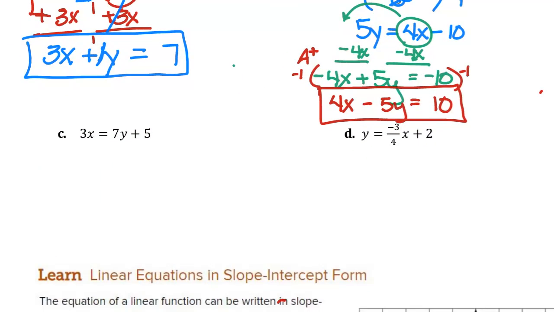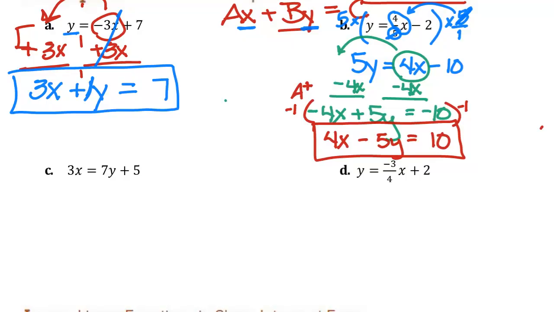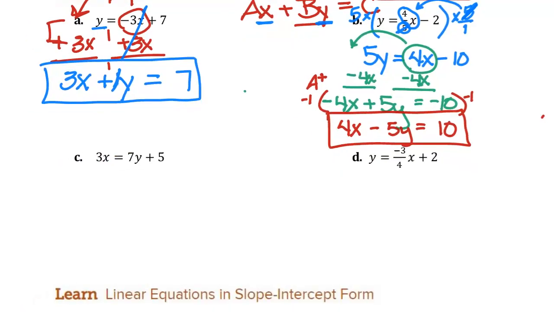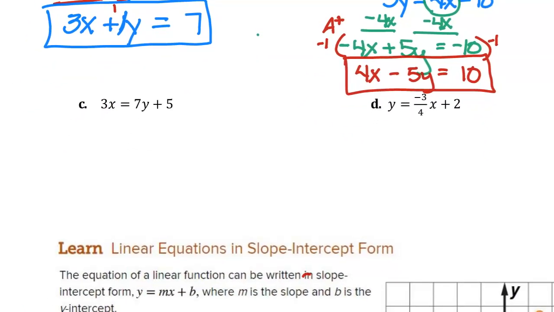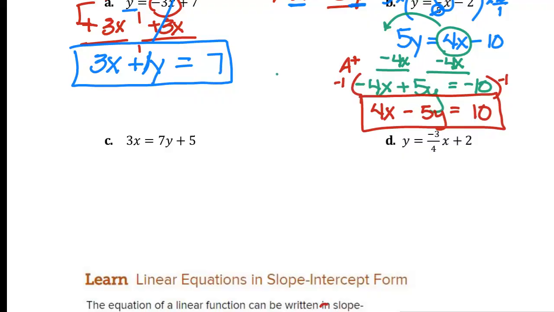All right, let's go to letter C. So I got x on that side. I need to get ax plus by. I need to move my y. How do I move it? Subtract 7y. Make sure you're showing me that subtraction of 7y.